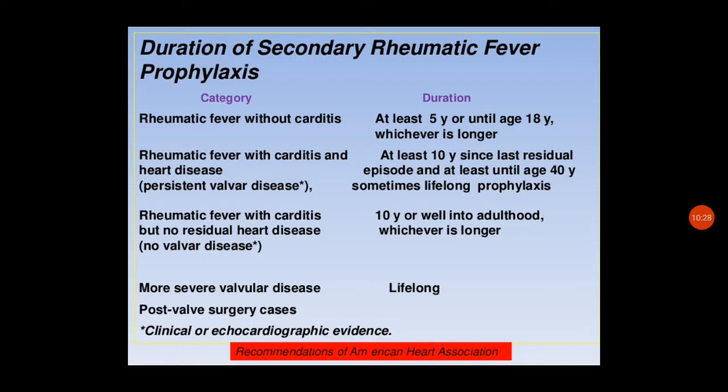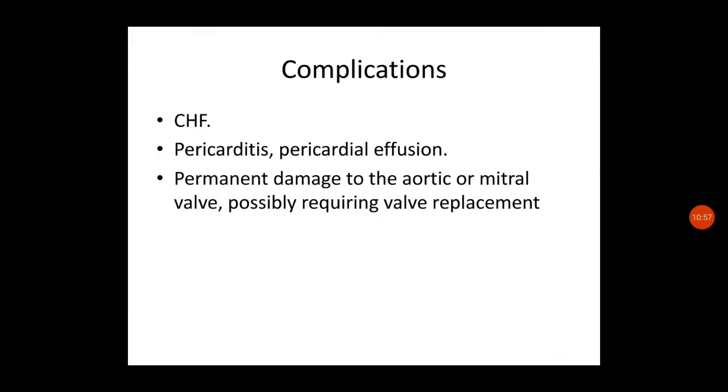Rheumatic fever with carditis but no residual heart disease: in that condition, 10 years or well into adulthood, whichever is longer. Then for more severe valvular diseases or post-valve surgery cases, this secondary rheumatic fever prophylaxis should be continued lifelong. So this is about each of the steps, step 1, step 2, step 3 and step 4 of management of rheumatic fever. The complications are there, like congestive heart failure, pericarditis, pericardial effusion, and permanent damage to the aortic or mitral valve, possibly requiring valve replacement.